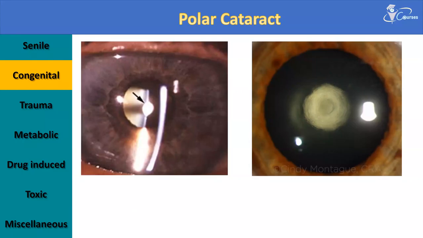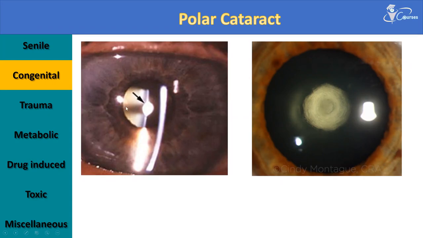Another kind of cataract is the polar cataract. The polar cataracts are lens opacities involving either the anterior pole or the posterior pole. They can be subcapsular, with opacities involving the cortex and the capsule of the anterior or posterior pole. There is a huge difference between the anterior polar cataract and the posterior polar cataract. Let's start first with the anterior polar.